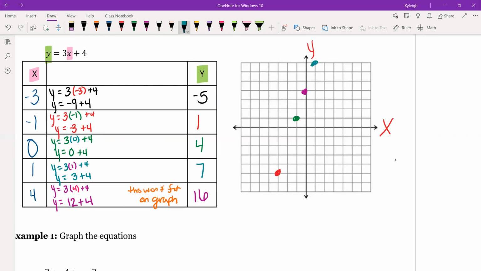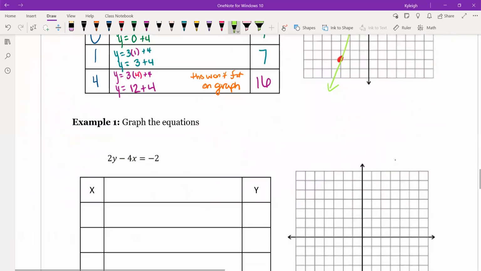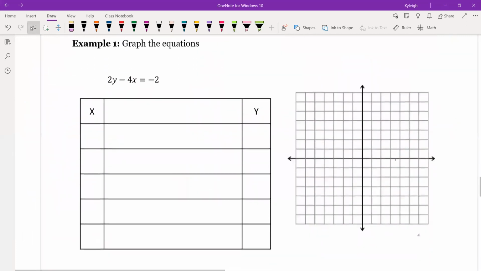So now that we have those ordered pairs, then our last step is to connect them. So just try to draw as straight of a line as you can. And that's that. Okay. So now let's look at example 1.